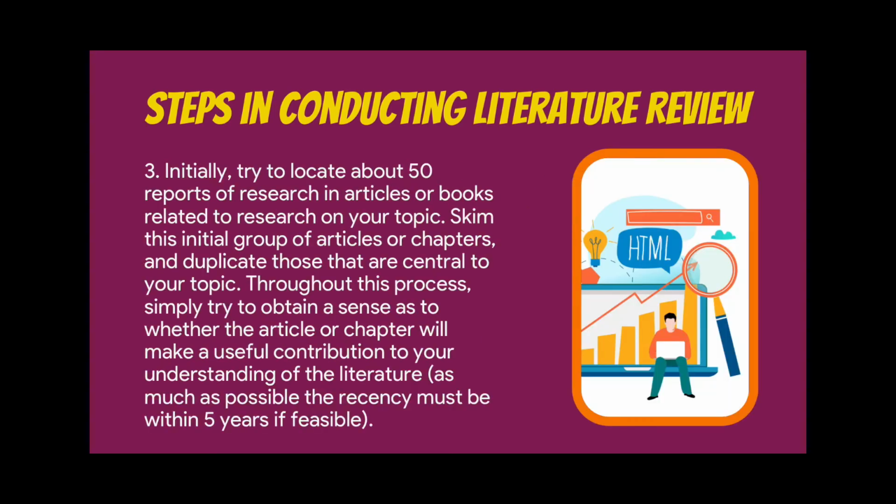Then you initially try to locate about 50 reports. Yes, 50. That is just the initial number, because you have to filter it further. These are reports of research in articles or books related to research on your topic. Skim this initial group of articles or chapters and duplicate those that are essential to your topic. You can look at the abstract and the contents and see, this is something I would use, then duplicate them and put them in another folder on your computer. Through this process, simply try to obtain a sense of whether the article or chapter will be useful for your study and for understanding the literature.